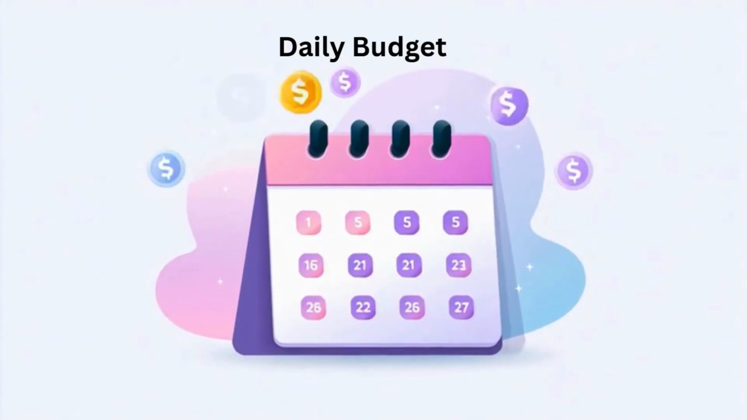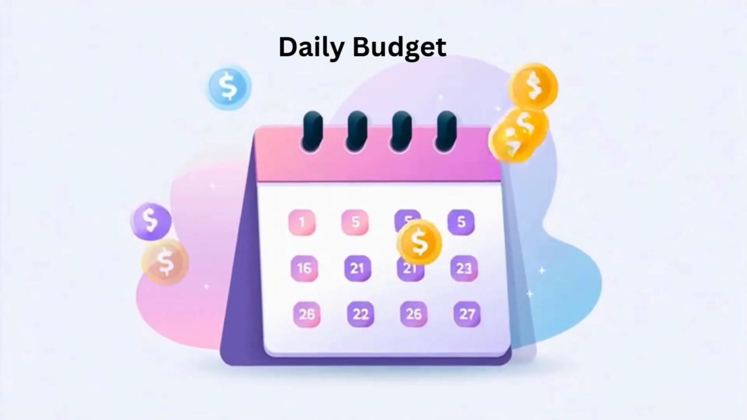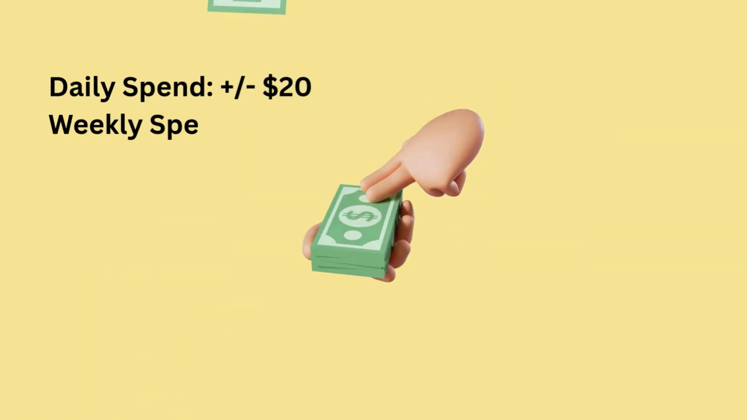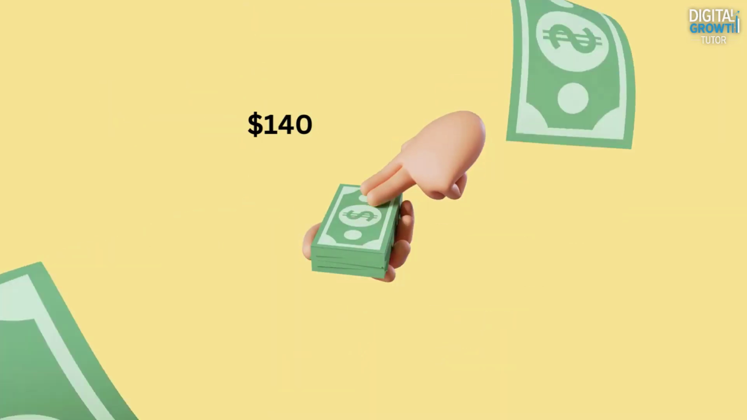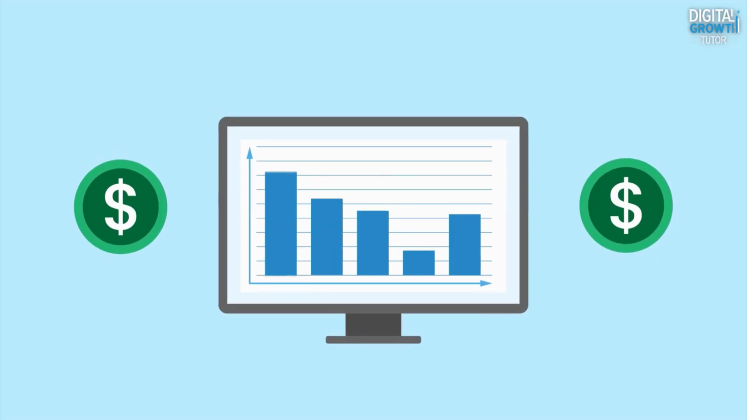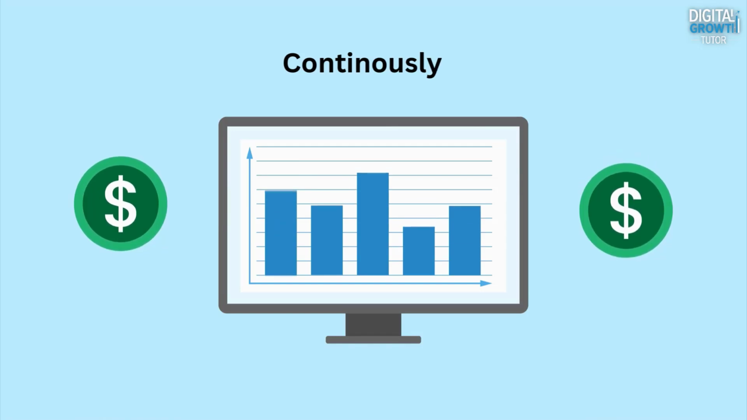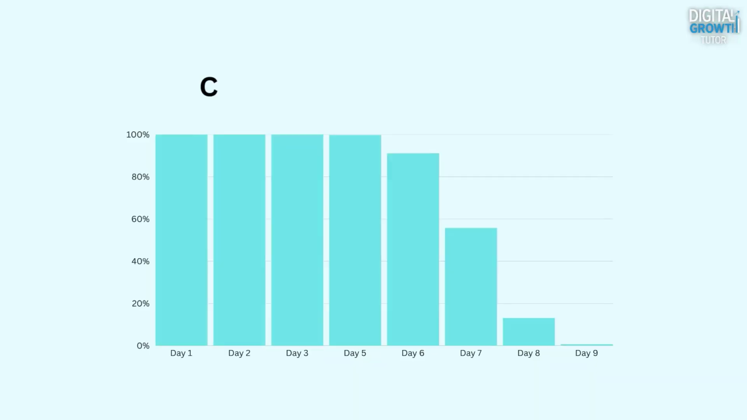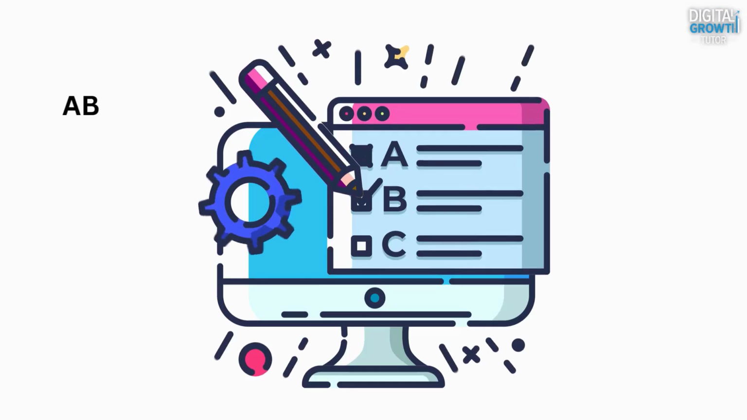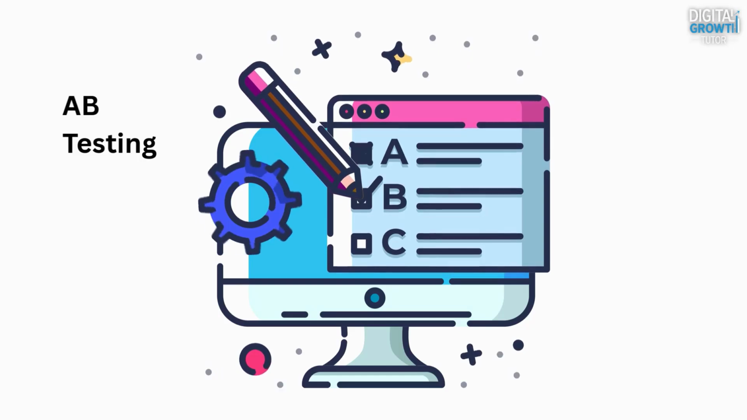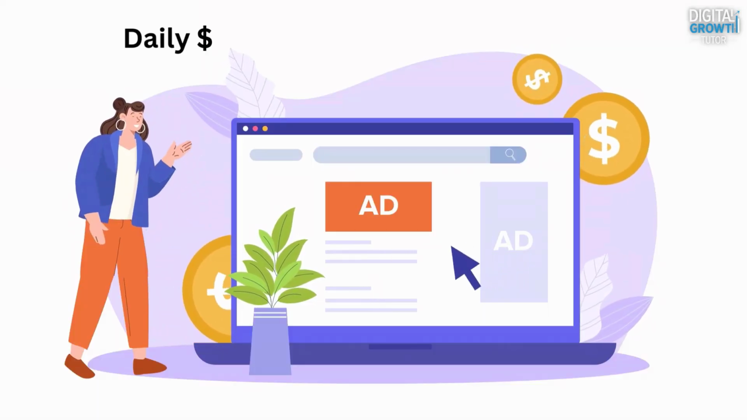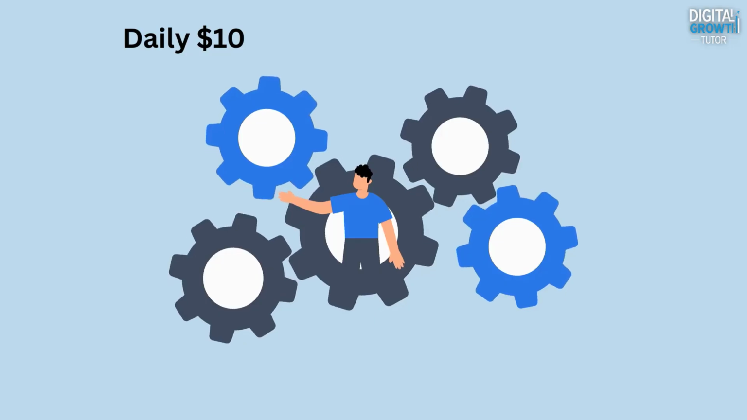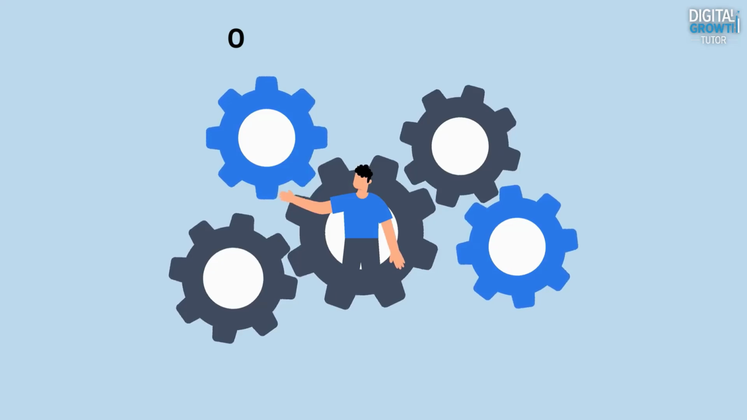Let's start with daily budget. A daily budget is the average amount you're willing to spend per day. Meta may spend slightly more or less on a given day, but over time it will average out to your daily budget. Daily budgets are best if you want your ads to run continuously, you don't have a fixed end date, you want consistent daily spending, you're testing audiences, creatives, or offers. For example, if you set a daily budget of $10, Meta will try to spend around $10 each day while optimizing for the best results.